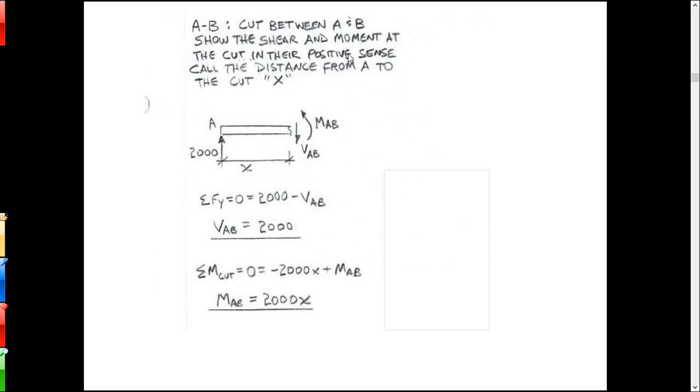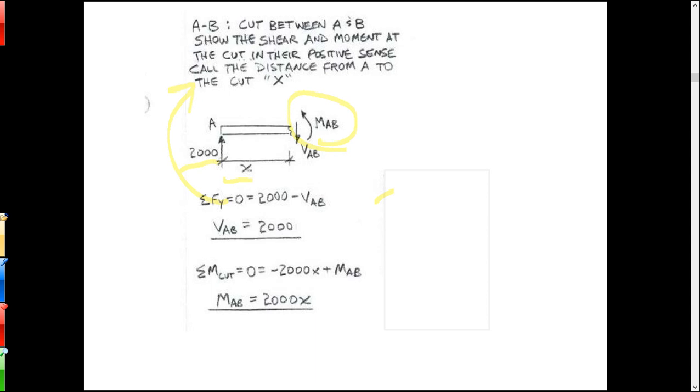Okay. So what I would do, I would cut anywhere between A and B and draw up a free body diagram of what I got there to the left. And then I'd put the unknown shear and moment on my cut and solve for them. So sum of Fy is 0. That'll get me 2,000 up minus VAB. So VAB is 2,000. That's the shear anywhere between A and B. And then I can sum moments about the cut, and I'm going to have the unknown moment inside the beam of MAB. And then I'll have 2,000 times X coming around clockwise, so that's negative.